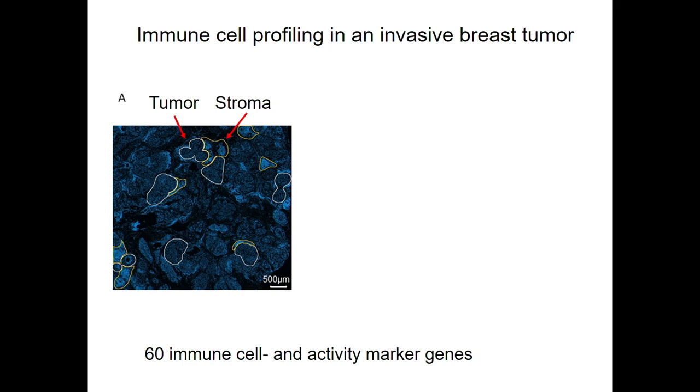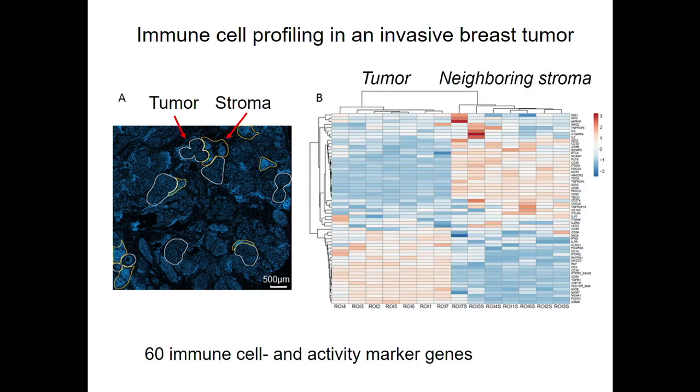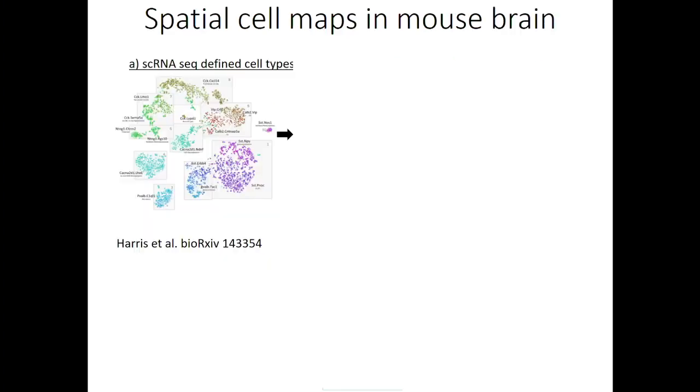So here we're looking at another tumor where we've done this. We looked at the tumor compartment, in white here, and then the surrounding stroma in yellow, and derived immune cell profiles. So this is both cell marker and activity markers. And what one can see is that the immune cells within the tumor compartments have a completely different profile than the immune cells in the surrounding stroma, which may not be very surprising.